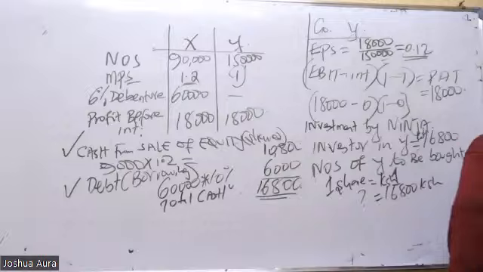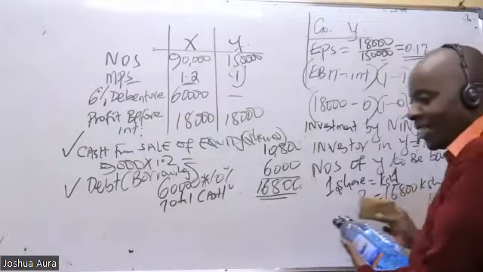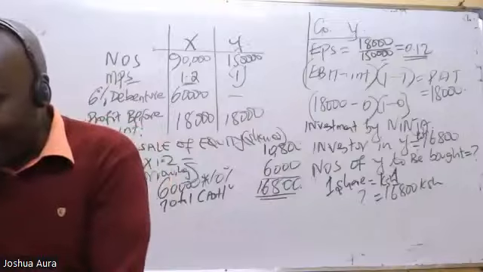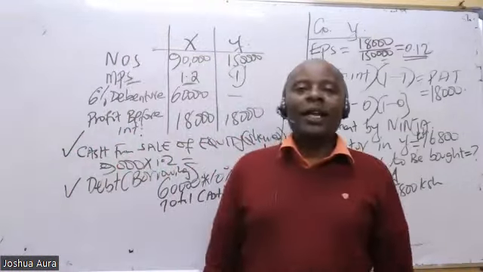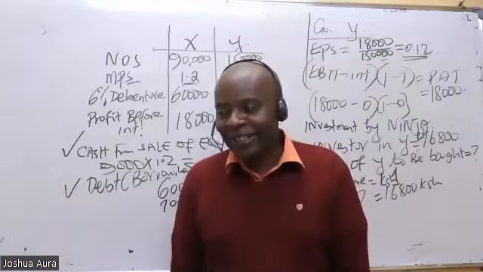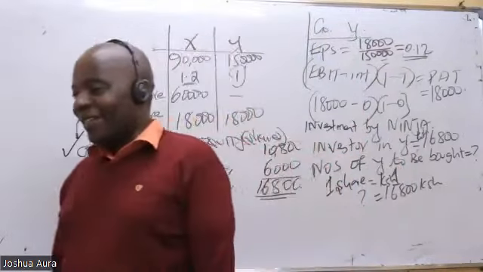16,800 shares. So this ninja will get 16,800 shares in company Y. Is that okay?